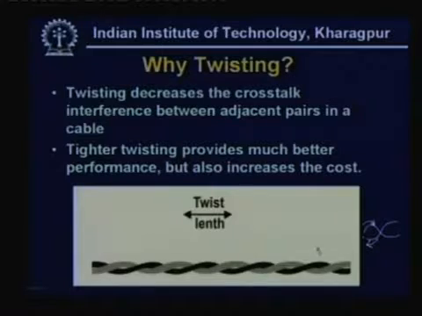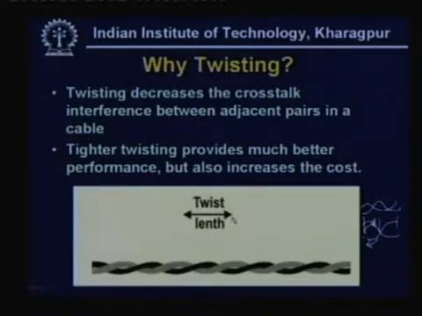Similarly, if there is an adjacent pair here which is acting as some kind of transmitter, then it will induce on this part, it will also induce on this part, and since they are in opposite directions, they will cancel out. So what is happening in this case, the twisting is cancelling out the interference between adjacent pairs of wires. So in other words, it is minimizing crosstalk.